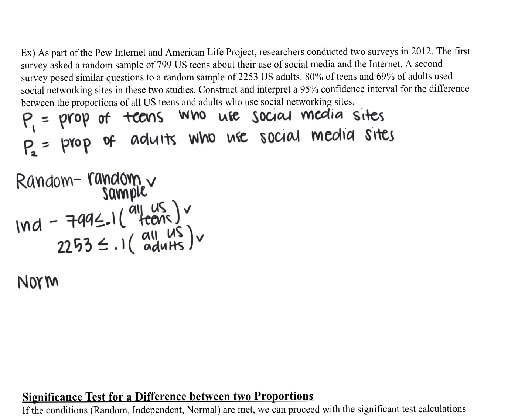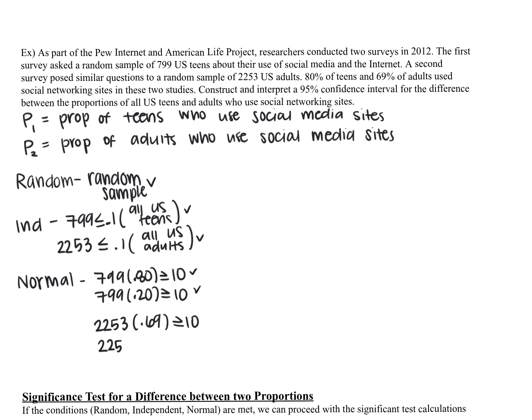And then for normal, 799 times 0.80 has to be greater than or equal to 10, and 799 times 0.20, which we're definitely good there. And then 2253 times 0.69 has to be greater than or equal to 10, and 2253 times 0.31 has to be greater than or equal to 10, which again, we're good there.